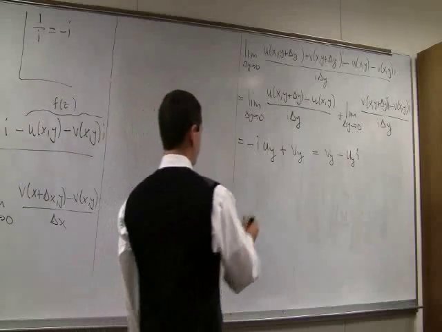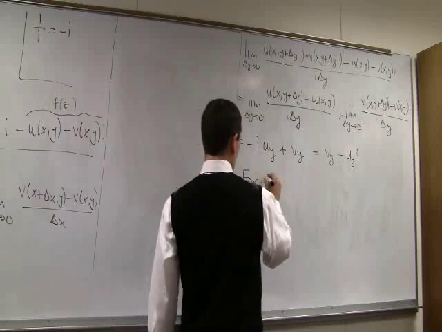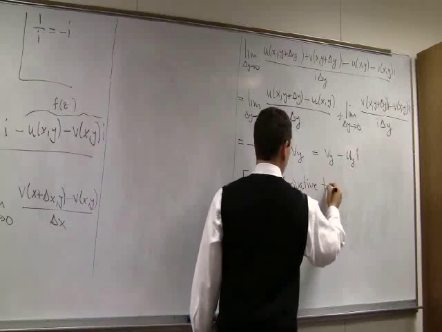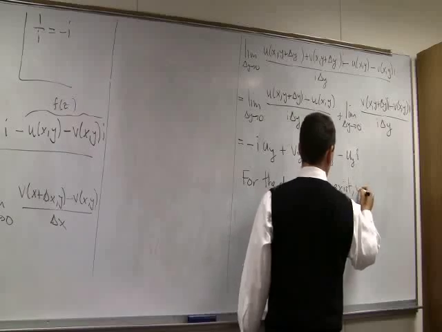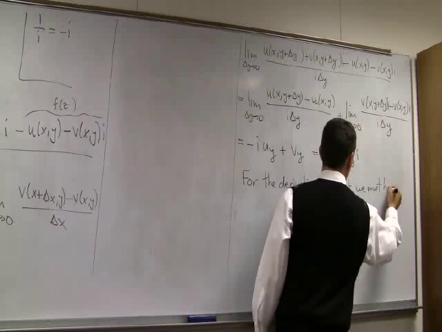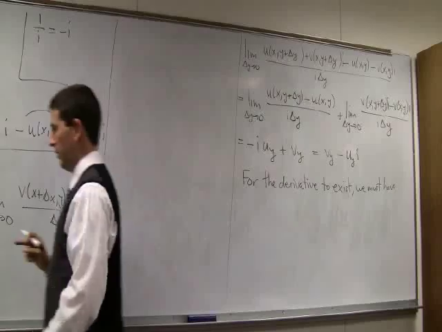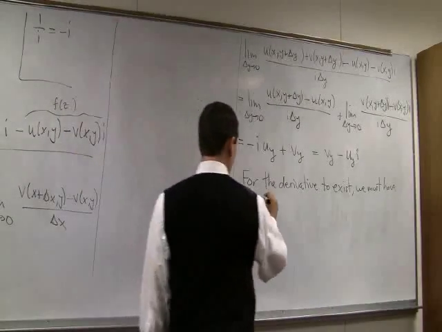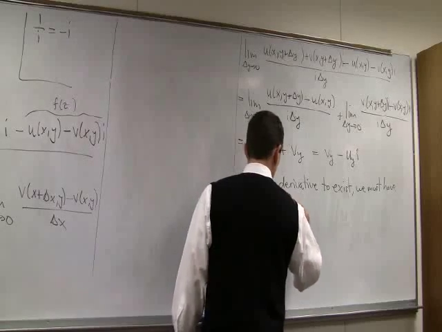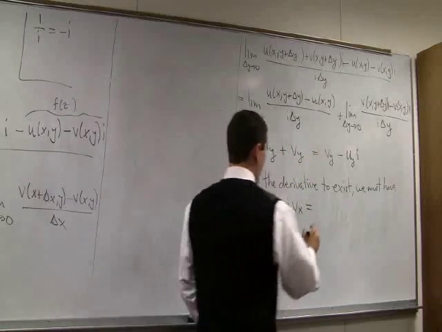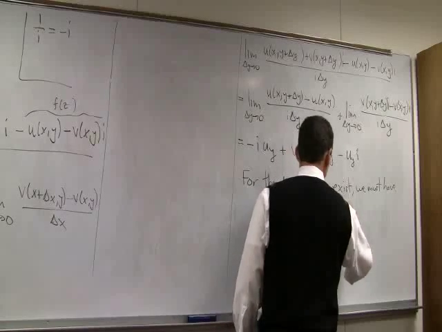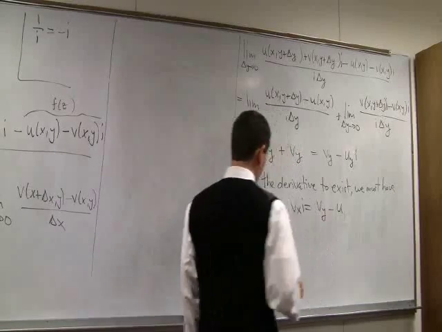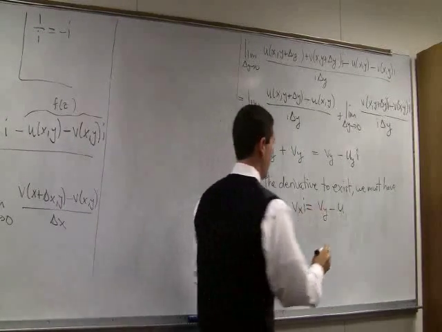So we can say for the derivative to exist, we must have the 2 answers equal each other. So we must have ux plus ivx equaling vy minus, oh, I put the i on the other side here. ux plus vxi equals vy minus uyi.